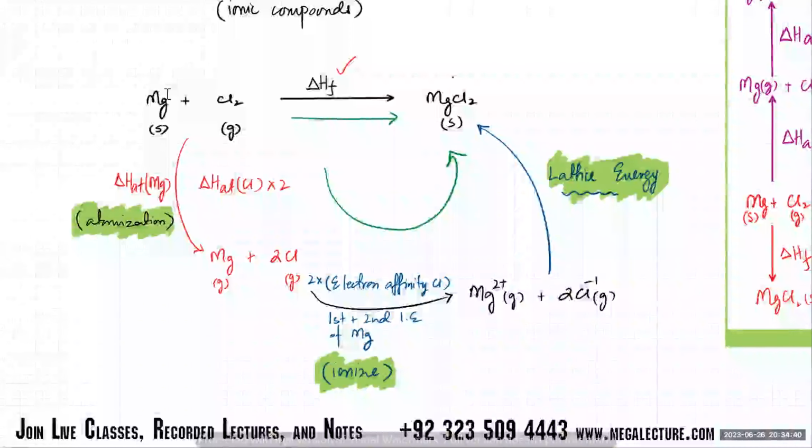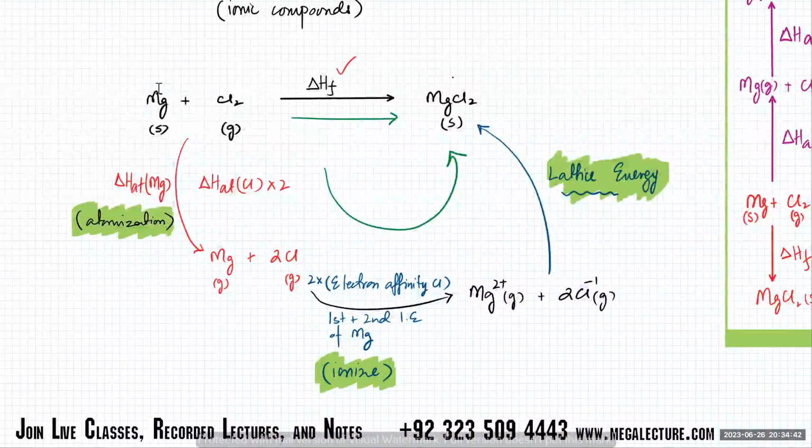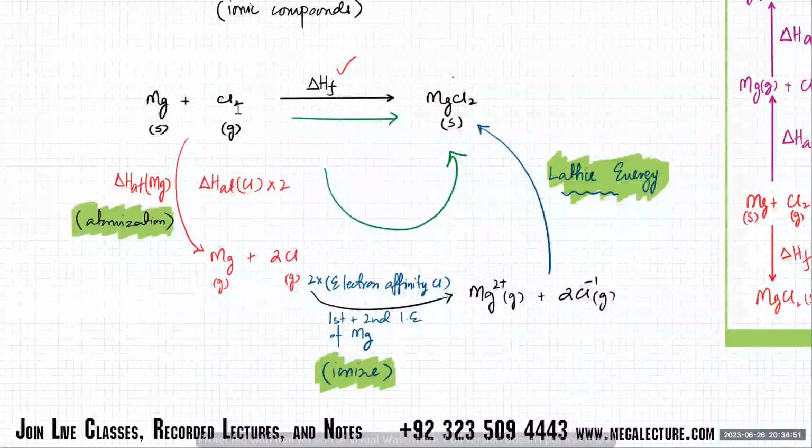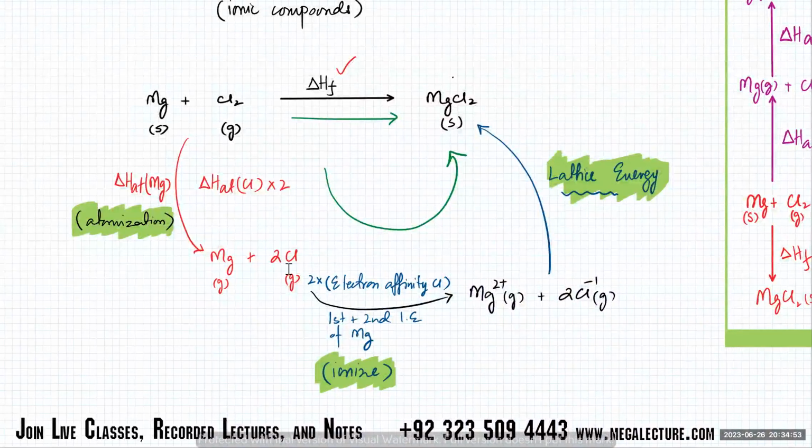What do you need to do? You need to break the bonds in the elements first. Magnesium metal needs to be atomized, which means that you have to turn it into atoms. Chlorine molecules, where Cl and Cl are bonded together, their bond needs to be broken so that you get Cl gaseous atoms. So the first step was atomization.